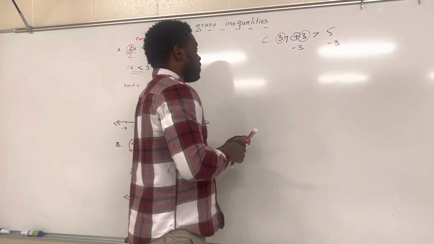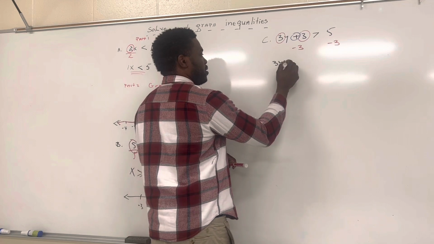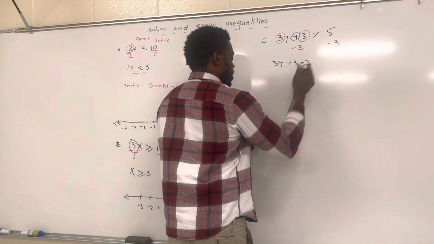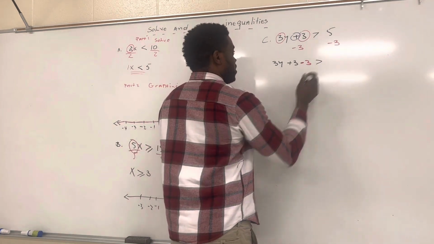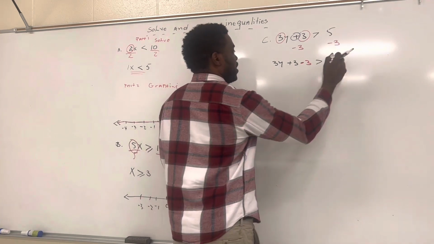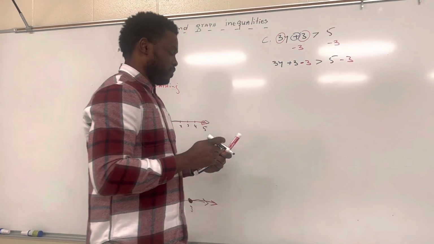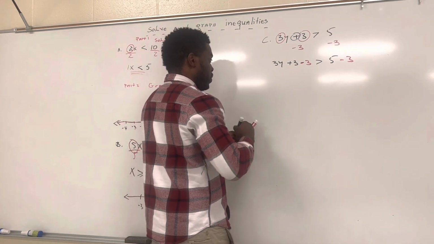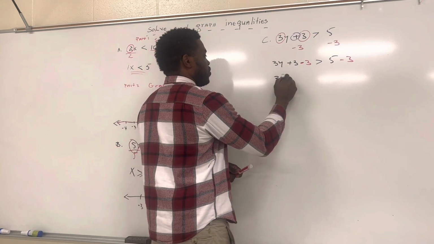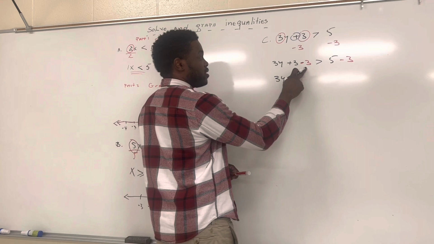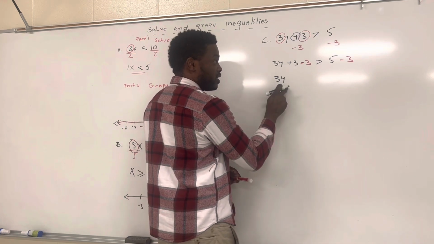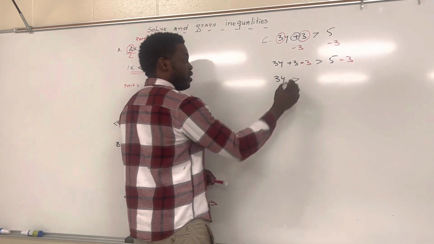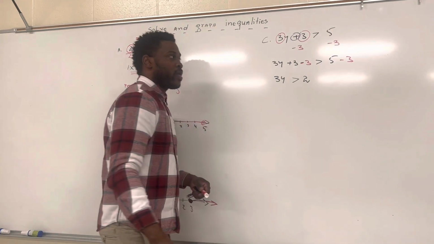So now what do you have? You have 3y plus 3 minus 3, and then greater than 5 minus 3. Now let's simplify. Look at this carefully. We're going to keep the 3y, right? The 3y will remain. Positive 3 minus 3 is 0, so we don't have to put it there. And then greater than. What is 5 minus 3? 5 minus 3 is 2, right?